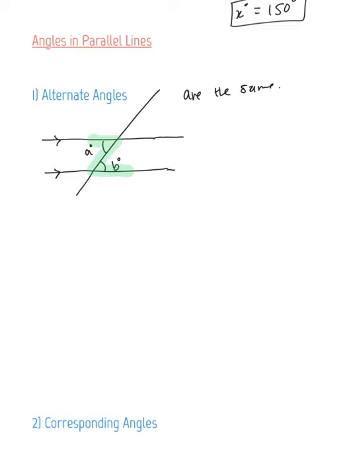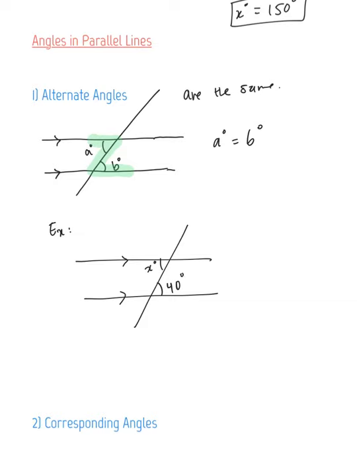So let's have a look at an example. Over here I could just say A equals B. I have X degrees here and I have 40 degrees over here. I want to find X. I could conclude that X degrees equals 40 degrees, because these two, X and 40, are alternate angles.